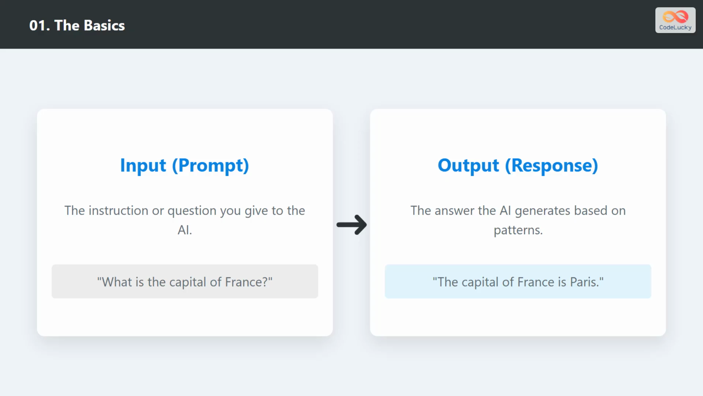First, let's quickly review how standard prompting works. Usually, you give the model an input, like a simple question about the capital of France. The model looks for patterns in its training data and directly generates the output. For simple facts, this works perfectly.